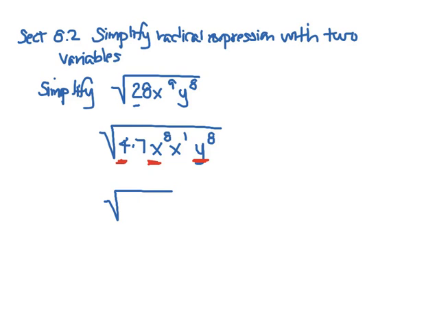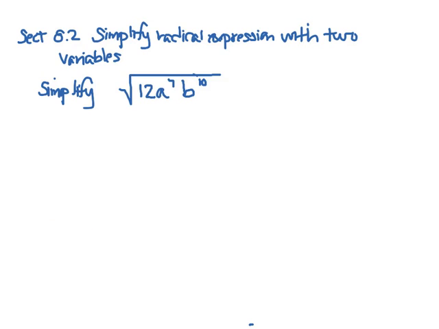So the 4 can come out as a 2, because 2 times 2 gives me 4, and the x to the 8th, I can divide that exponent by 2, and I get x to the 4th. And then y is also to the 8th, so that can come out. Divide that exponent by 2, and I get y to the 4th. So the only things that are still left on the inside are a 7 and an x. So I just simply leave my 7x on the inside. Okay? Okay, let's try one more.